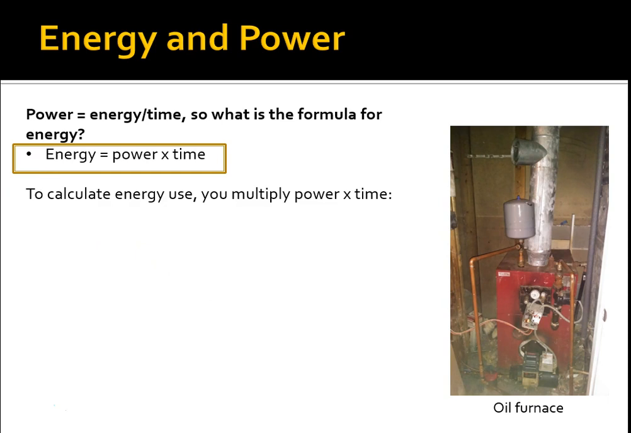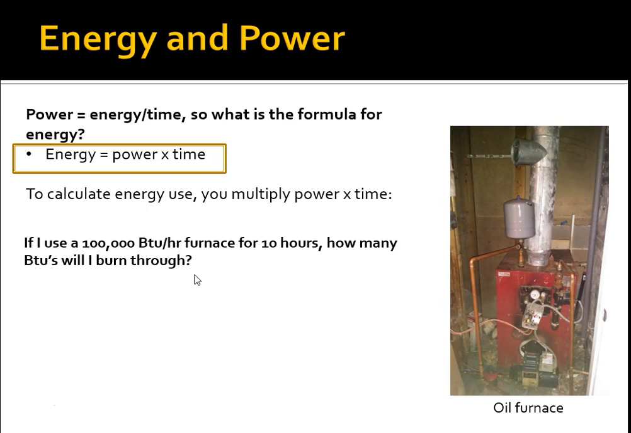So if we want to determine the energy use of a 100,000 BTU per hour furnace that's used for 10 hours, how many BTUs will I burn through? So remember, energy is power times time. So I just have to multiply my power rating, BTUs per hour, times my time in hours. So if you do that, hours cancel out and you're left with BTUs, so that's 1 million BTUs.